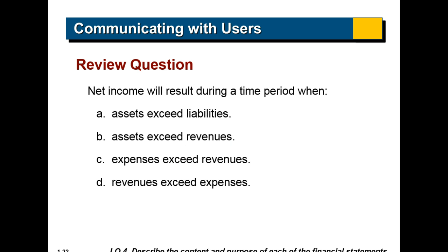Here's a question for you. Net income will result during a time period when assets exceed liabilities. What's an asset? A benefit or a resource we receive a benefit from, right? Assets exceed liabilities. What's a liability? Something we owe, right? Is that net income? No. Assets, a resource that gives us a benefit, exceed revenues? No.